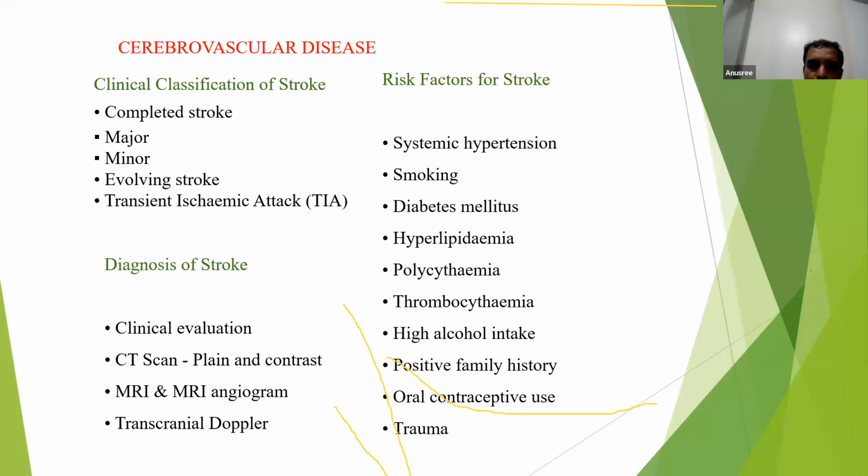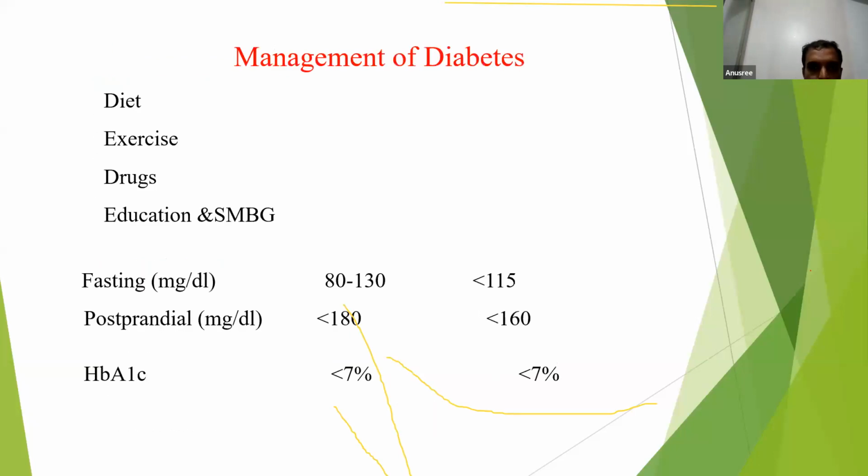And the risk factors should be prevented, which helps in prevention of CVA. Always, we know that the risk factors which we can modify will be helping the patient: hypertension control, smoking cessation, diabetes control, dyslipidemia control, polycythemia control, decreased alcohol intake. Oral contraceptive use in patients with diabetes is contraindicated. The diagnosis may be done with clinical evaluation first and imaging techniques later. Now coming to the management of diabetes, which itself is a big challenge.